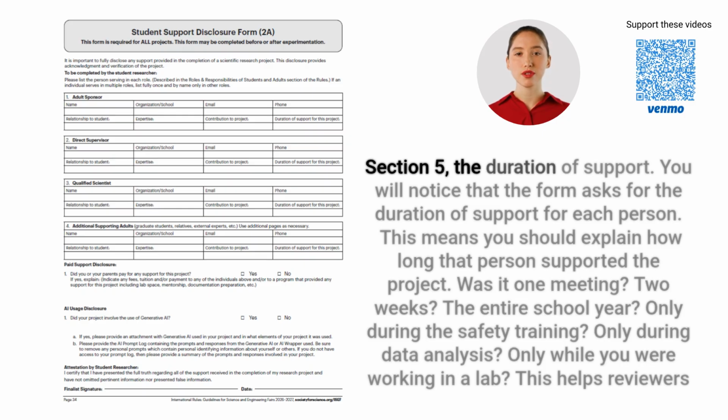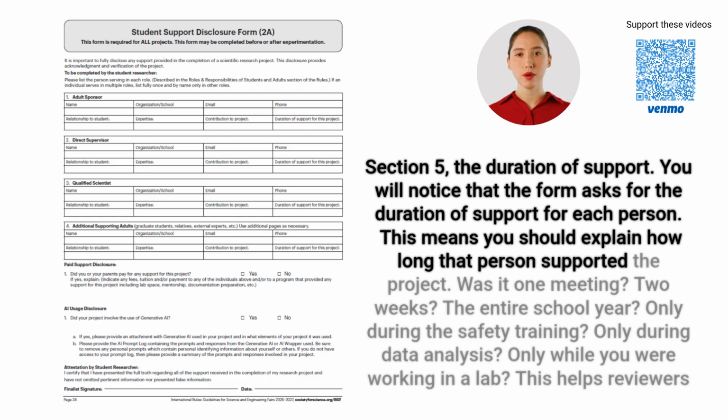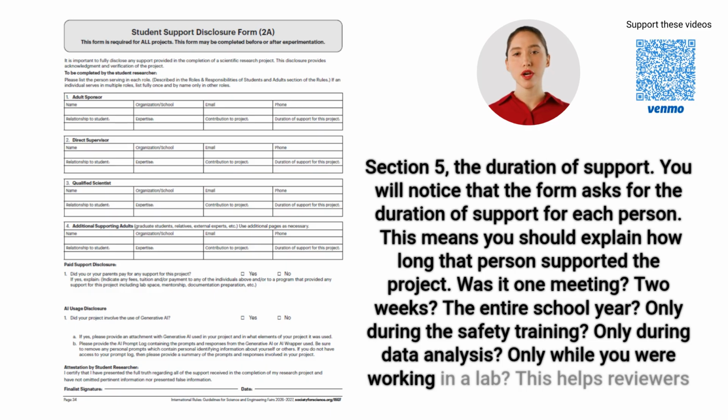Section 5, the duration of support. You will notice that the form asks for the duration of support for each person. This means you should explain how long that person supported the project. Was it 1 meeting, 2 weeks, the entire school year, only during the safety training, only during data analysis, only while you were working in a lab?